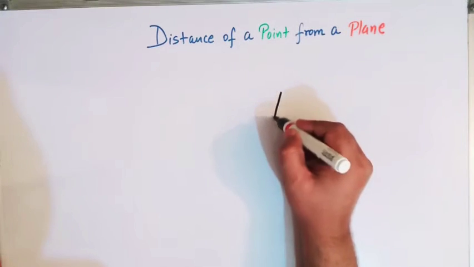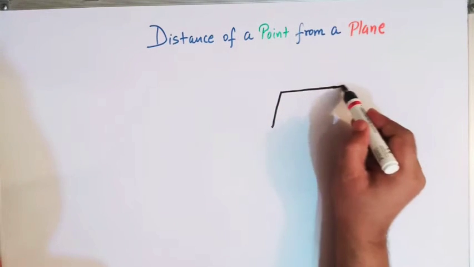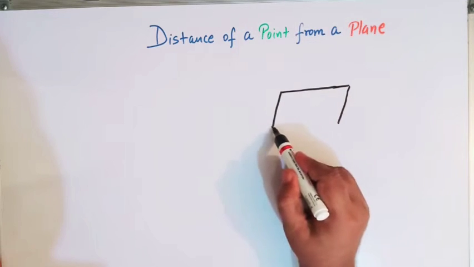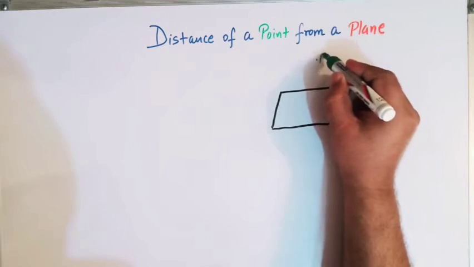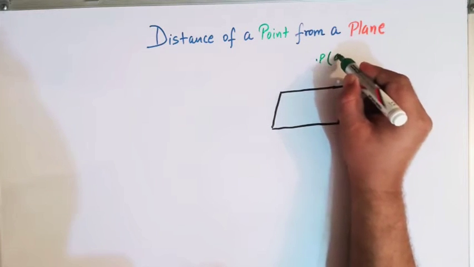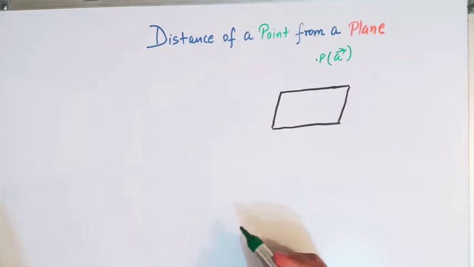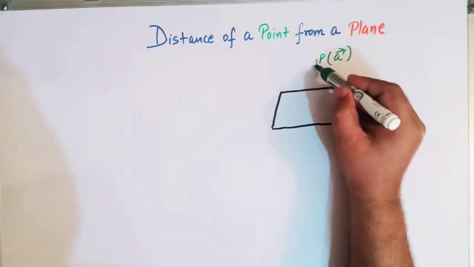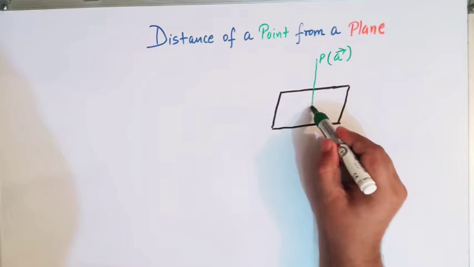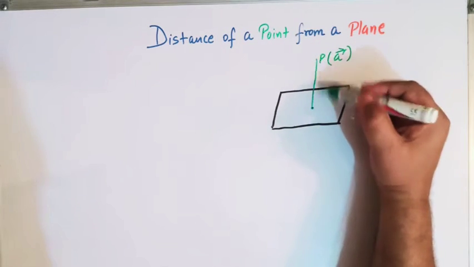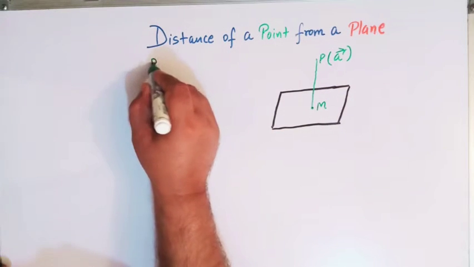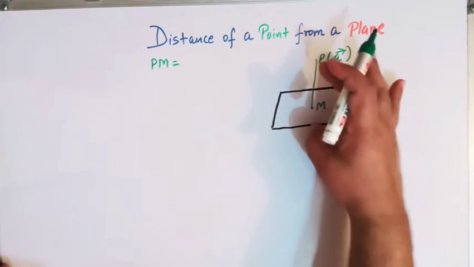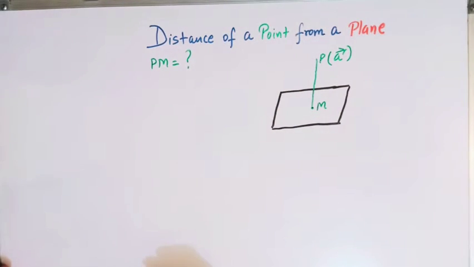Suppose we have a plane, and we are interested in finding the distance of a point P whose position vector is vector A. And we want to find this perpendicular distance, say PM. So we want to find the length of this perpendicular PM. Clear?